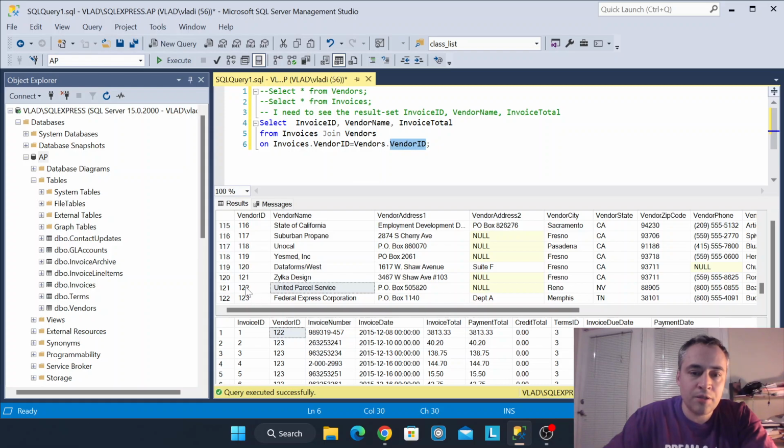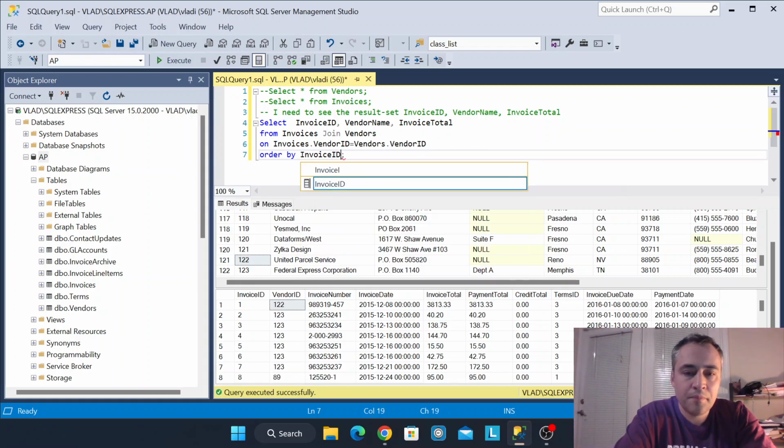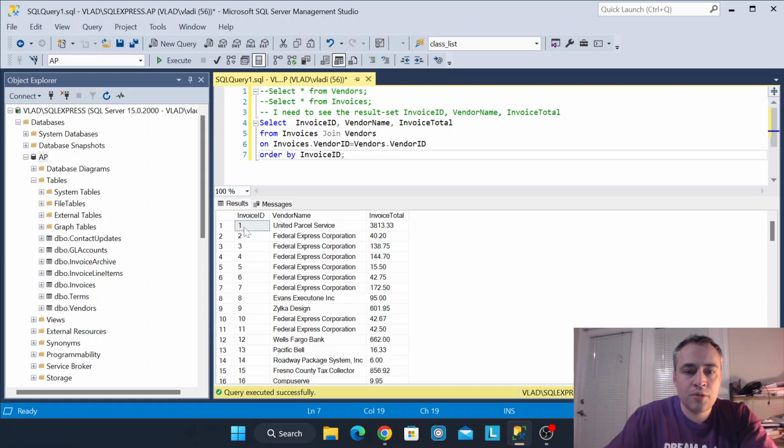In other words, we know that if the vendor ID is the same, then the records correspond to the same vendor. And just for convenience, because originally I wanted invoice ID number 1, I will make sure that it is actually ordered by invoice ID. All right, let's run. So invoice ID number 1, United Parcel Service as expected, and here is our invoice total.